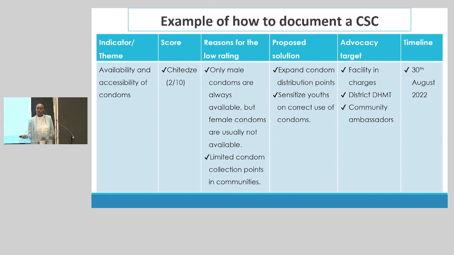So once those issues have been identified, that's another example of how now each issue or theme or indicator, depending on how you call it, is supposed to be dissected. So you have an issue, you have a score that is agreed upon, the reasons why you have given that score for that particular issue, and then the proposed solution to that issue, and then who are you addressing that to, or who are you going to advocate for that solution?